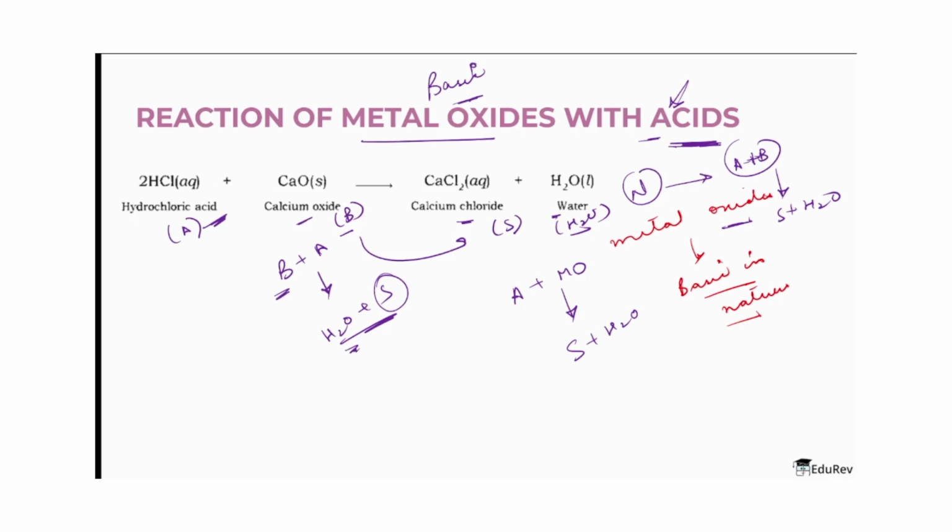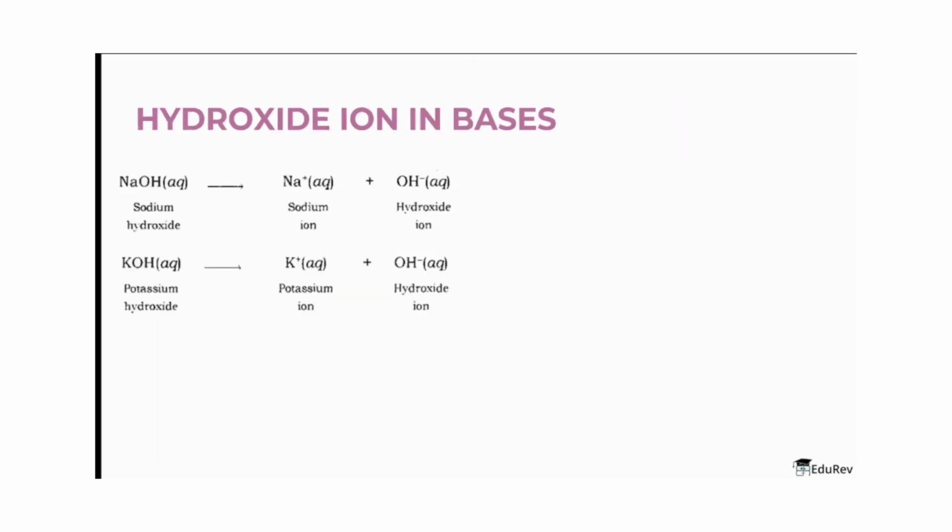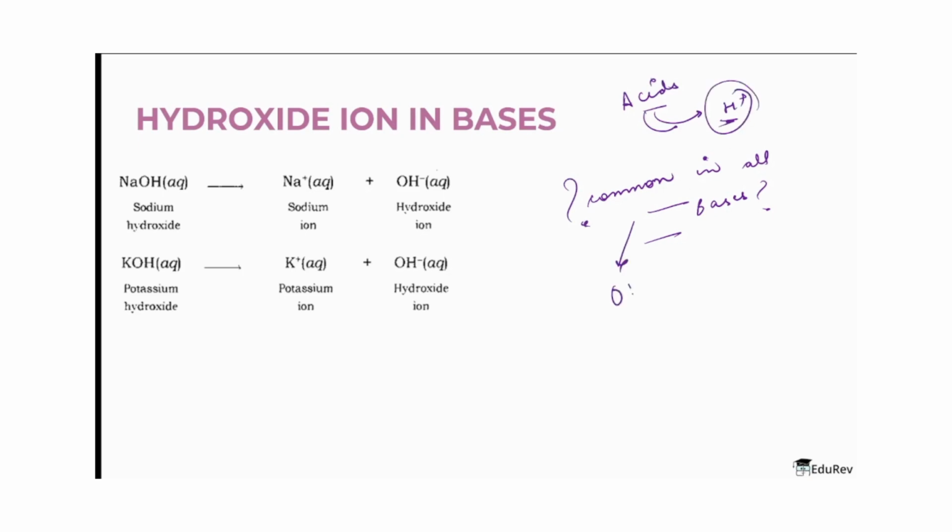Correct. So next is what is common in all the bases. What is common in all bases? There was one thing which was common in all acids, and that one thing was the H positive ion which it liberates. So what is common in bases? If H positive is in acids, in bases we have what? The hydroxide ion. Simple.